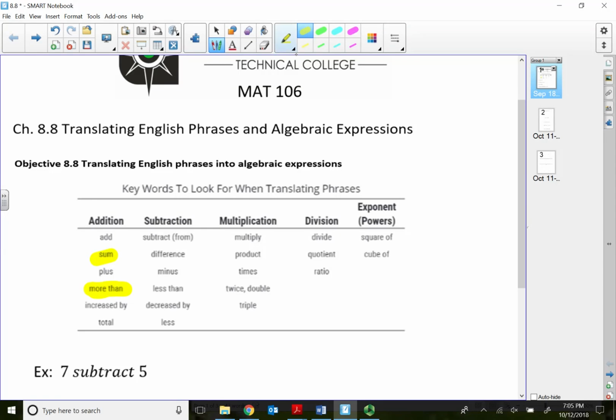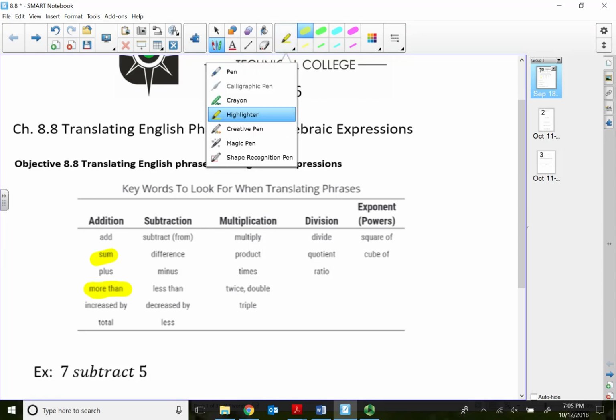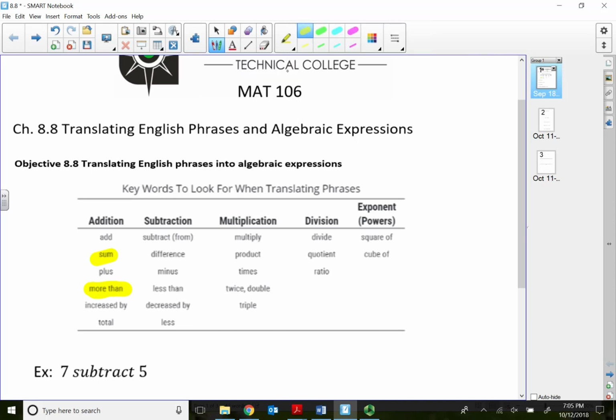Now, when it comes to translating words for subtraction, it's a little bit tricky, a couple of them. The word subtract, which is not here, is actually quite common. Let's do the word difference first. The word difference is a lot like the word sum. The word difference means subtraction sign. The word difference also means the answer we get after we subtract.